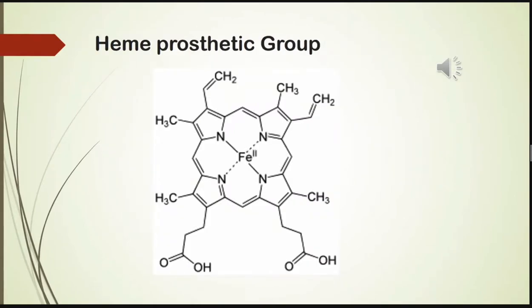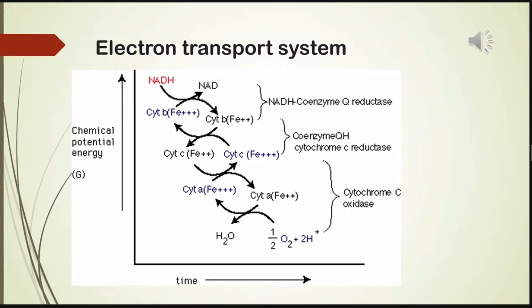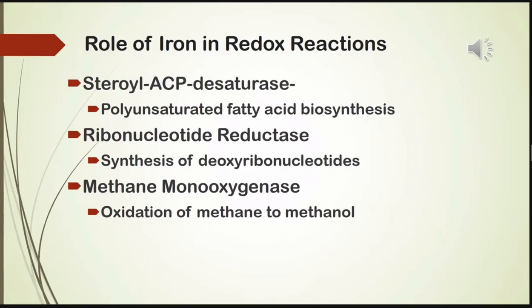In this slide, we're just showing you iron as part of the heme prosthetic group. The iron here is in the ferrous state. Here we have the slide showing the electron transport system wherein your iron cycles between the ferrous and the ferric state. Much of the role of iron would involve redox reactions.